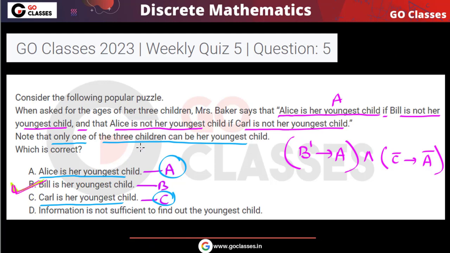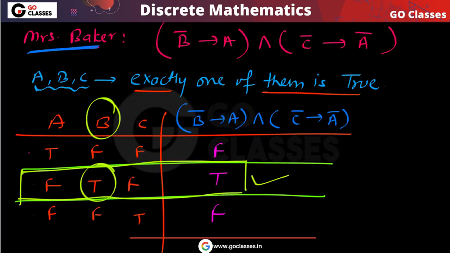This type of puzzle questions can come in the GATE exam. You can find there are three or four questions based on puzzles in the GATE exam. So this type of questions are very important, and you can very easily solve them. Always what you do, the question is given to you, just convert this into logical format. So what we have done, this is the statement of Mrs. Baker, we have converted into logical format.